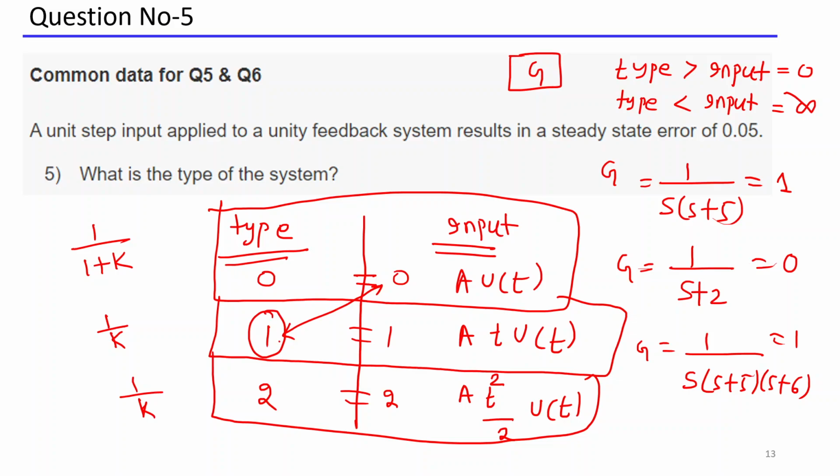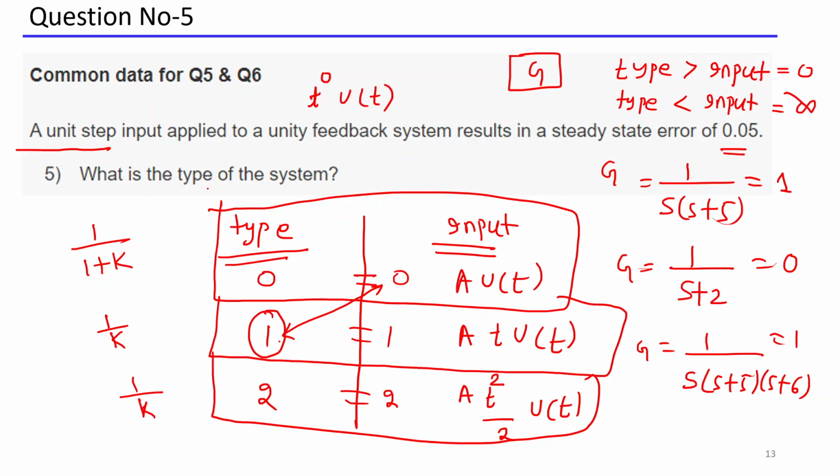First of all, tell me, in this question number 5, he is saying that the steady state error is 0.05, right? If the steady state error is 0.05 and he is applying a unity step input, meaning t to the power 0, right? Yes or no? Yes, sir. It means here you can see 0 is there and steady state error is there.